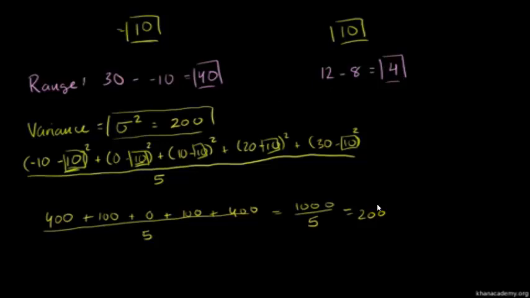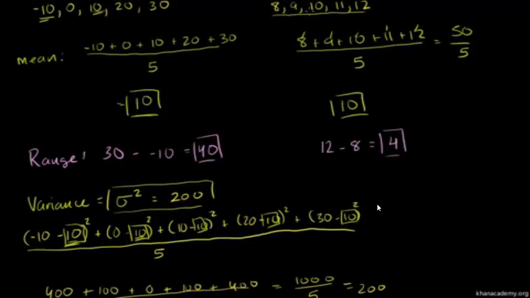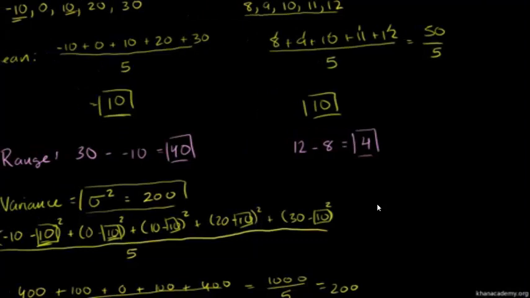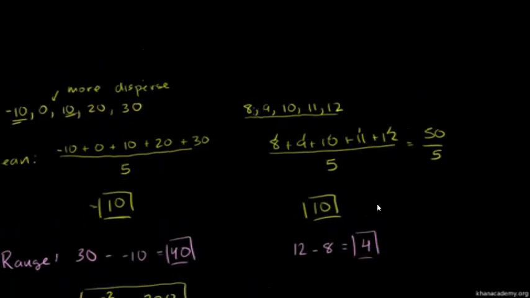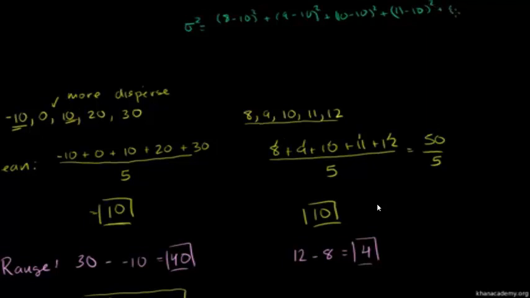And let's compare it to the variance of this less dispersed data set. So let me scroll over a little bit. So we have some real estate, although I'm running out. Maybe I could scroll up here. There you go. So let me calculate the variance of this data set. We already know its mean, so its variance is going to be equal to 8 minus 10 squared plus 9 minus 10 squared plus 10 minus 10 squared plus 11 minus 10 squared plus 12 minus 10 squared. Remember that 10 is just the mean that we calculated.